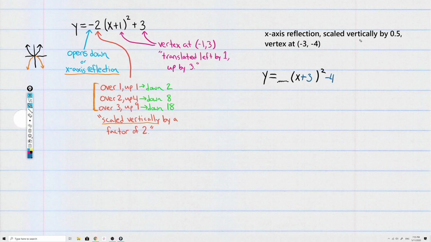We're scaled vertically by a factor of 1/2, so I'm going to put a 1/2 right there. And then lastly, because there is an x-axis reflection, I would make this negative. If there wasn't an x-axis reflection, I would keep that positive.